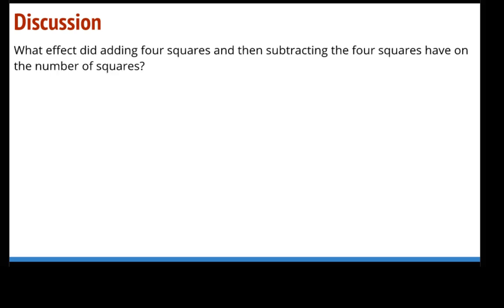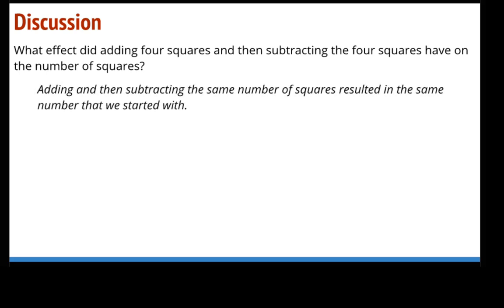So here's a good thinking question. So definitely want to pause here and think about this. What effect did adding 4 squares and then subtracting 4 squares have on the number of squares? What did that really do to everything? Well, adding and then subtracting the same number of squares didn't change anything. We ended up with the same number that we started with.